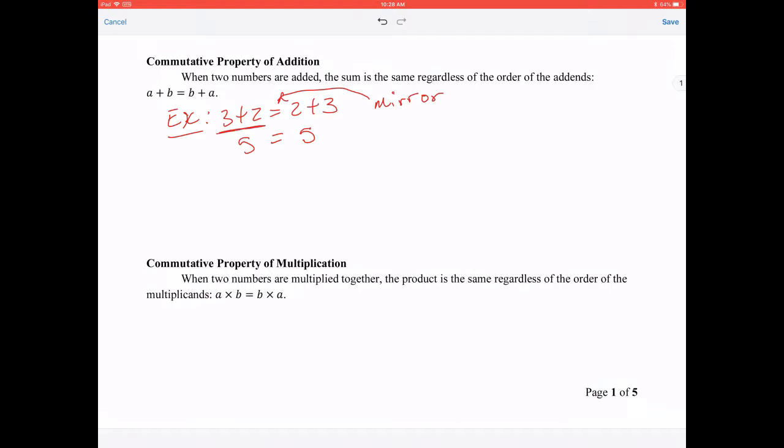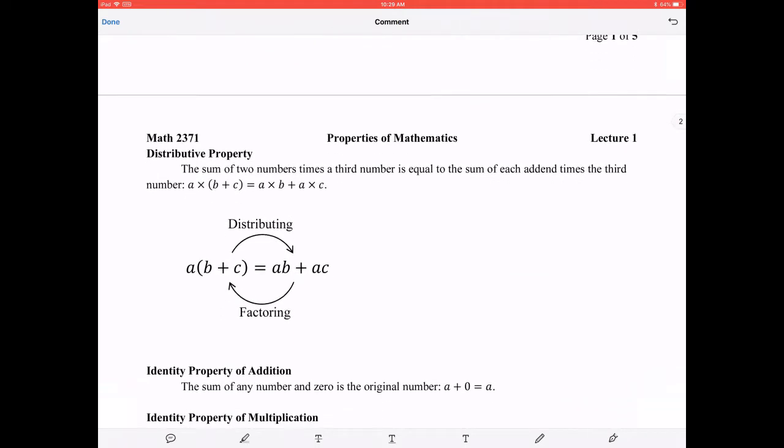So notice that these two are the same thing on each side. Okay? And the same thing for the commutative property of multiplication. It allows us to say 3 times 2 equals 2 times 3. 3 times 2 is 6. 2 times 3 is 6. Again, we have a mirror of the same thing on each side. Okay, so let's go down.